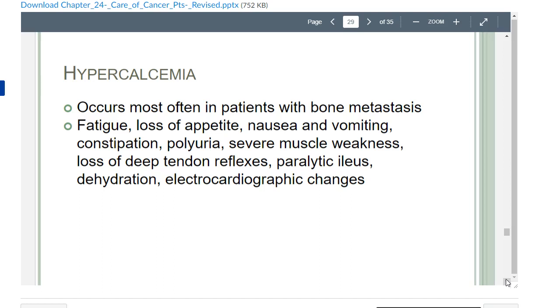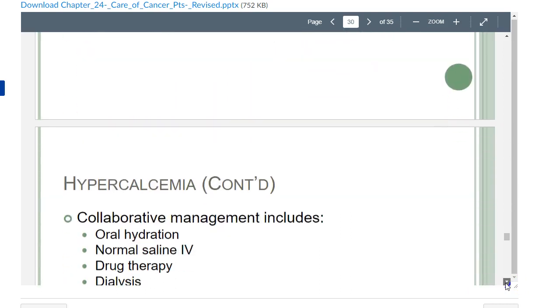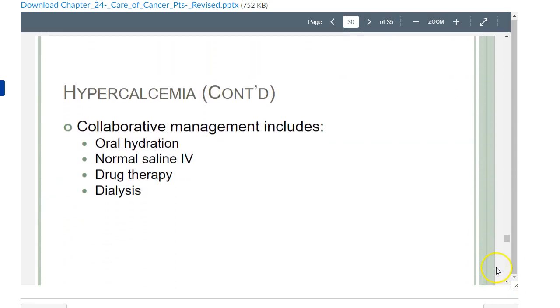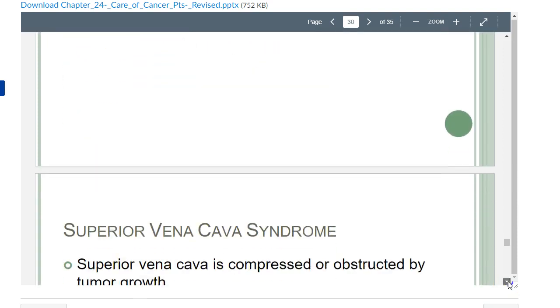We see this a lot of times with some of the lymphomas, lung and breast cancers, okay? But it can happen with any type of some of these tumors, okay? So these are some of the management, oral hydration, and that might be enough for some patients. Normal saline, drug therapy, and obviously dialysis to remove these high levels of calcium, okay?